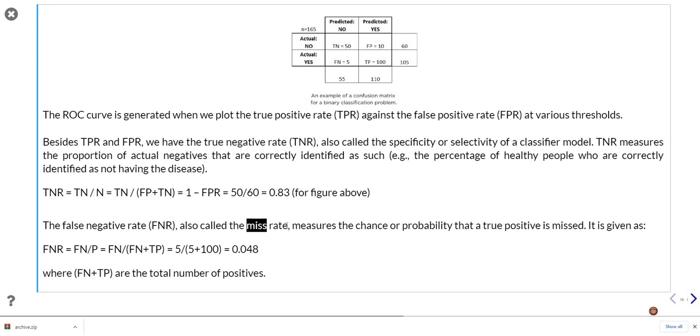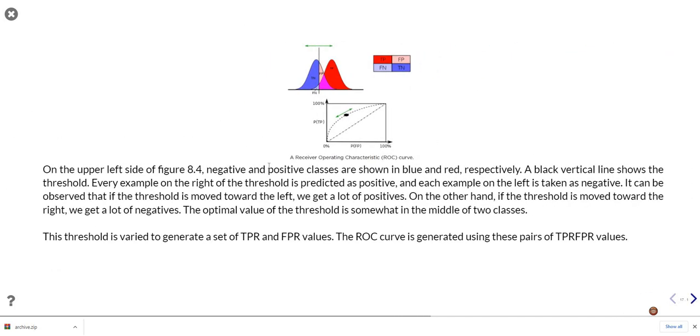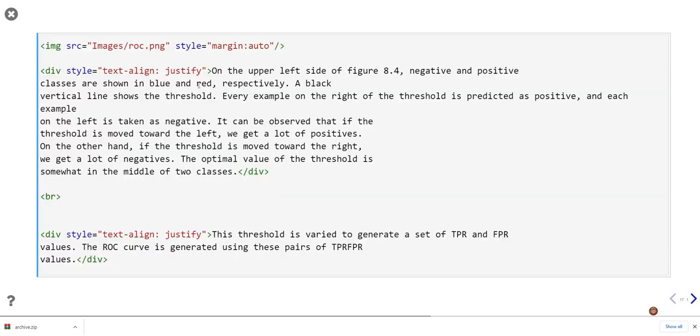And false negative rate is also the same thing. This is called the miss rate, or the probability that a true positive is missed. So it's given as the false negative over the total positive. So you get 4.8%. So it's not that bad. Let me just change some things.